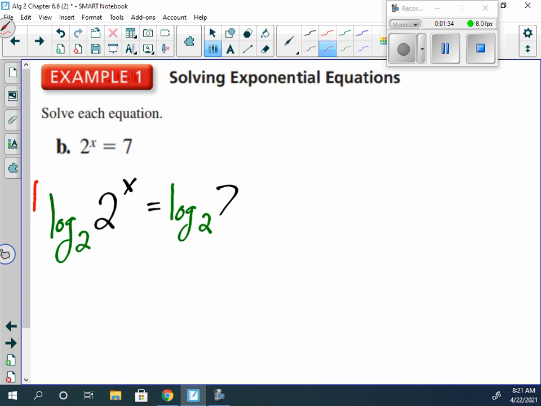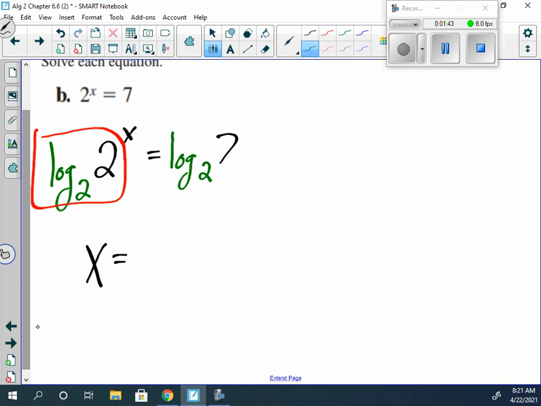So over here, our log base 2 of 2 is going to simplify and leave us with just x. Or really, we can move the x out front using our power property of logarithms, and log base 2 of 2 would simplify, leaving us with the fact that x is equal to log base 2 of 7.